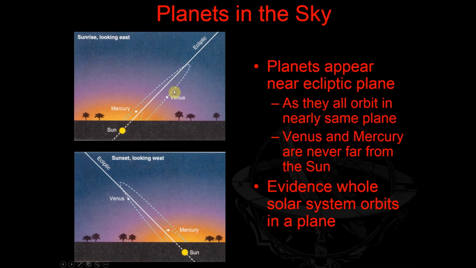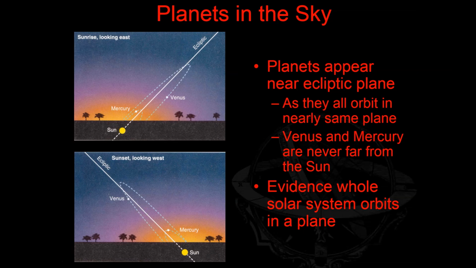But here's the ecliptic, and here's the path of Venus and the path of Mercury. So you can see they're very close to that ecliptic plane, because their inclinations, a maximum of about 7 degrees for Mercury, are not too far off. So if you want to see a planet, you have to look along the ecliptic.